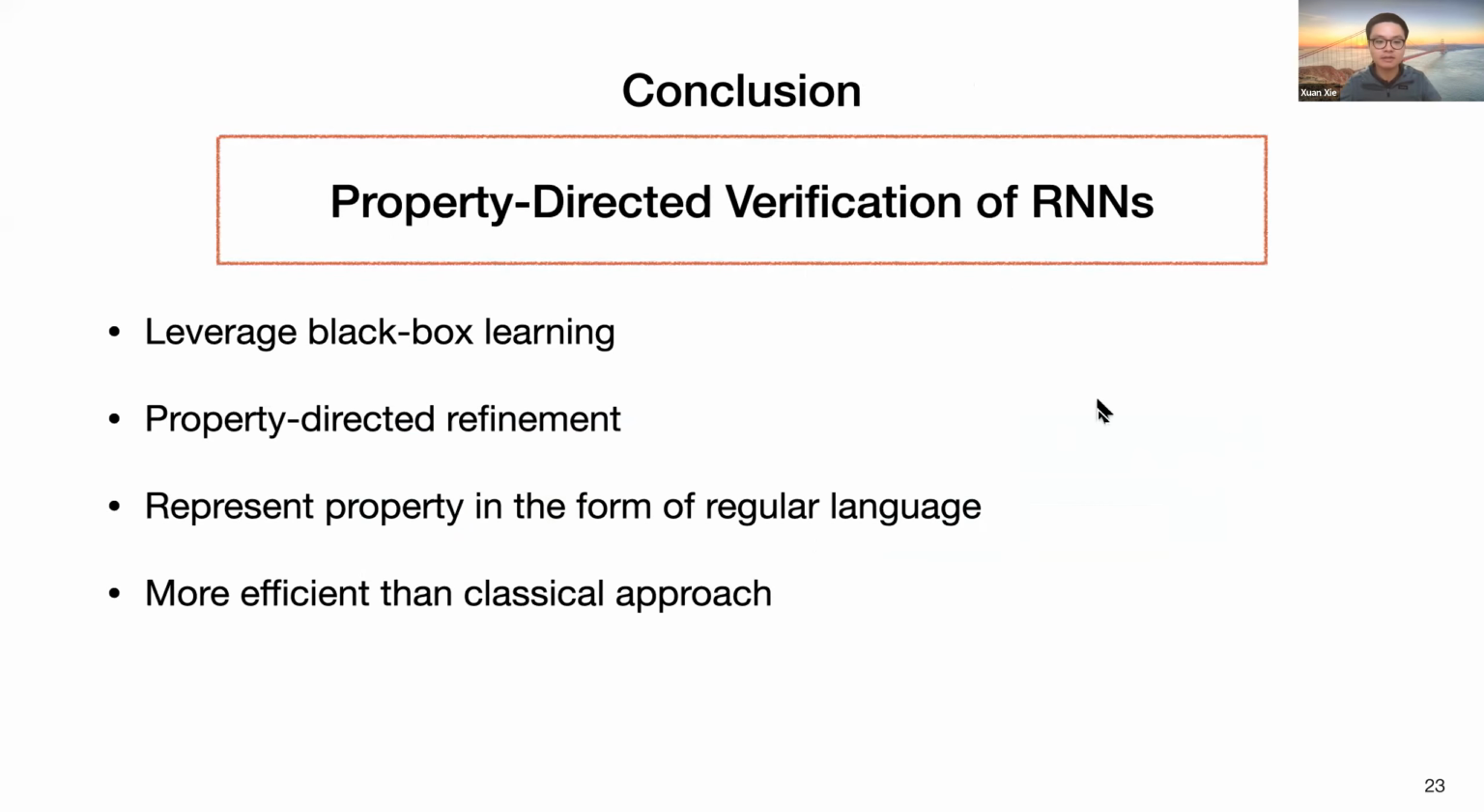To summarize, in this work we introduce property-directed verification of RNNs. Our approach leverages black-box learning and uses the property to guide refinement. Moreover, we represent properties in the form of regular languages, which enables us to perform classical model checking approaches. And in the experiment, we show that we are more efficient than the classical verification approaches. That's all. Thank you.